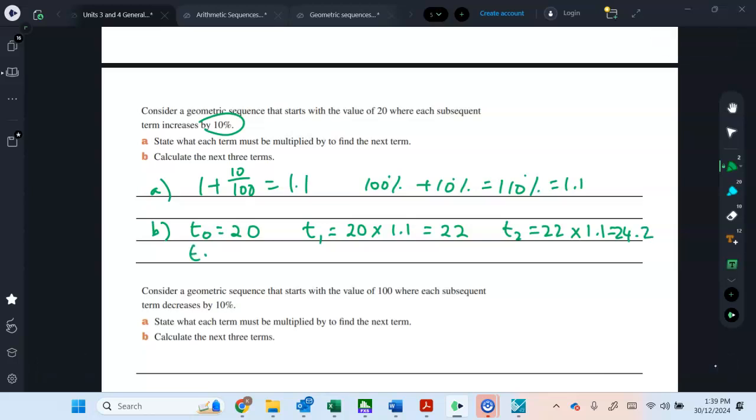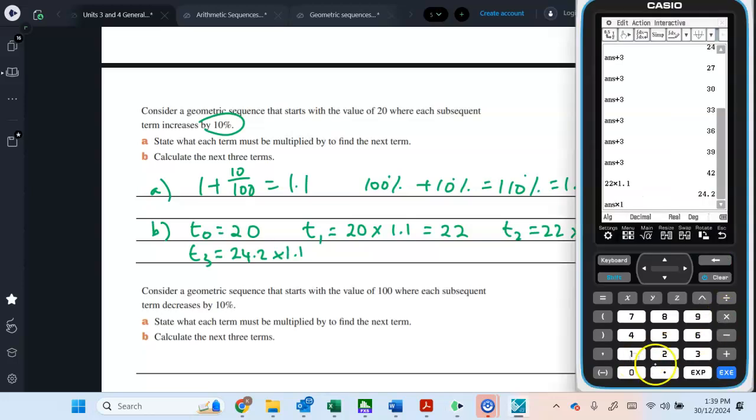T3, 24.2 times 1.1, and you could just go on here times 1.1, and then you can keep pressing enter like we did before. So let's just end on this one, 26.62.